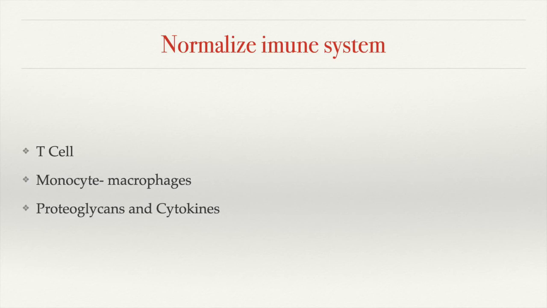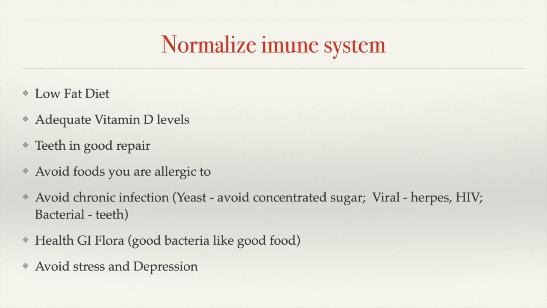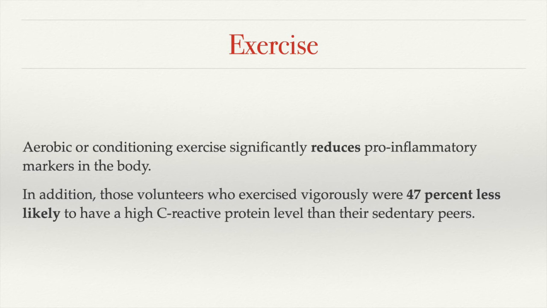Normalizing the immune system means normalizing our T cells, normalizing our monocytes and macrophages, deactivating the proteoglycans and the cytokines. This is done by a low-fat diet, adequate vitamin D levels, teeth in good repair, avoiding foods that you're allergic to, and avoiding chronic infections such as yeast, viral infections, etc. Healthy gut flora: good bacteria like good food. Avoid stress and depression. Exercise or conditioning exercise significantly reduces pro-inflammatory markers in your body.